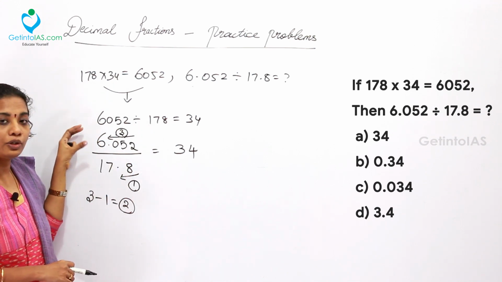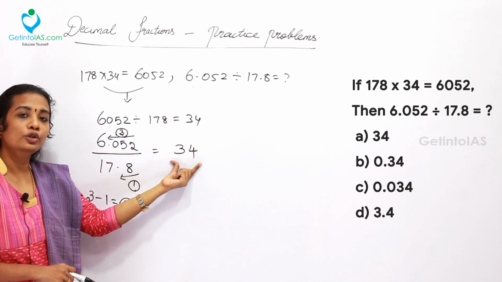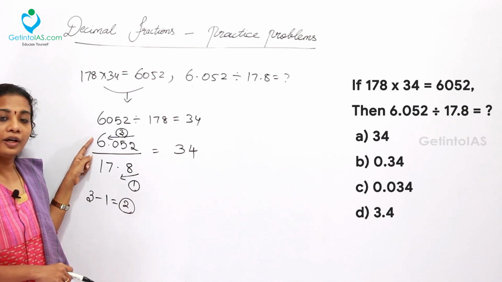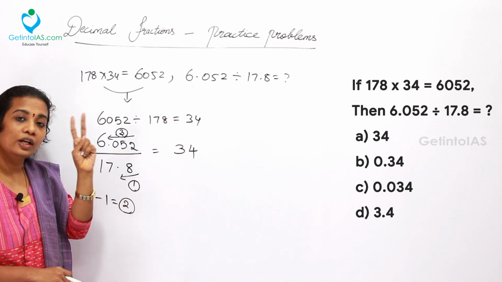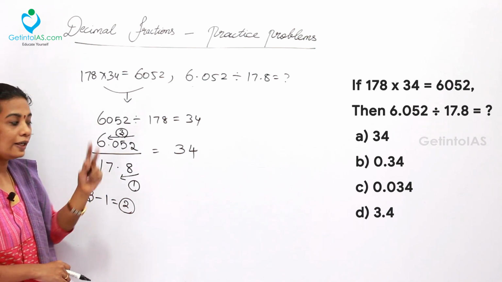So if you are able to grasp these things, questions can be easily solved within 2 to 3 seconds. So what is leading here? The numerator is leading by how many digits? 2 digits. To the left or right? To the left. The numerator is 2 digits leading.